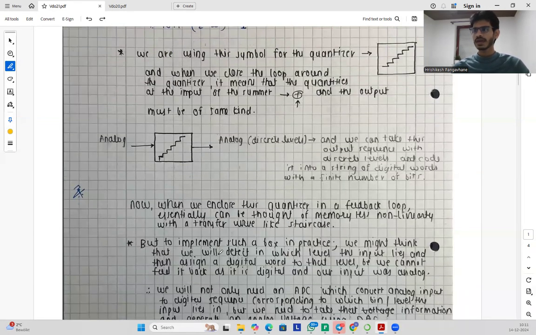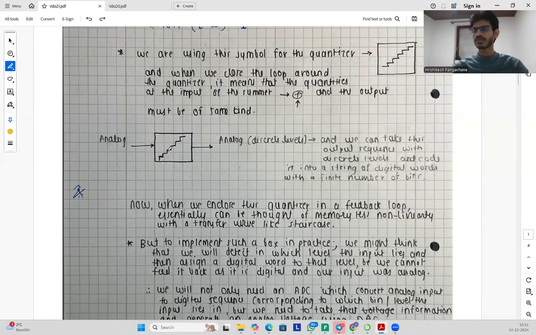And when we enclose the quantizer in a feedback loop, then essentially it can be thought of as a memoryless non-linearity with a transfer curve which looks like a staircase. But to implement such a box in practice, we might think that we will detect in which level the input lies, so this is the input and we'll detect in which level it lies, and then assign the digital word to that level.